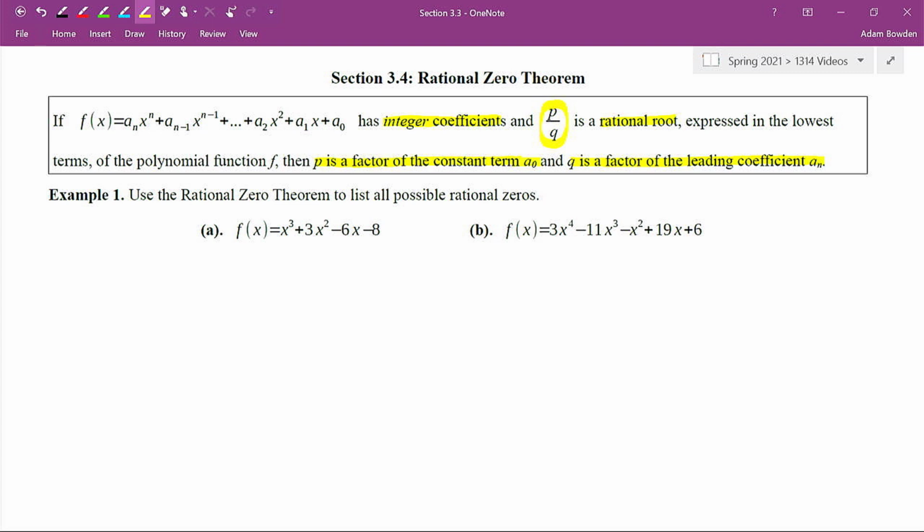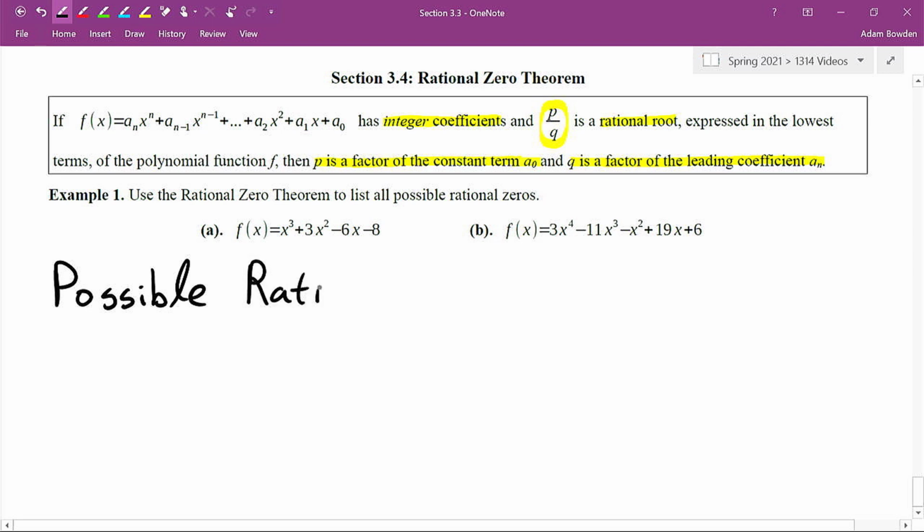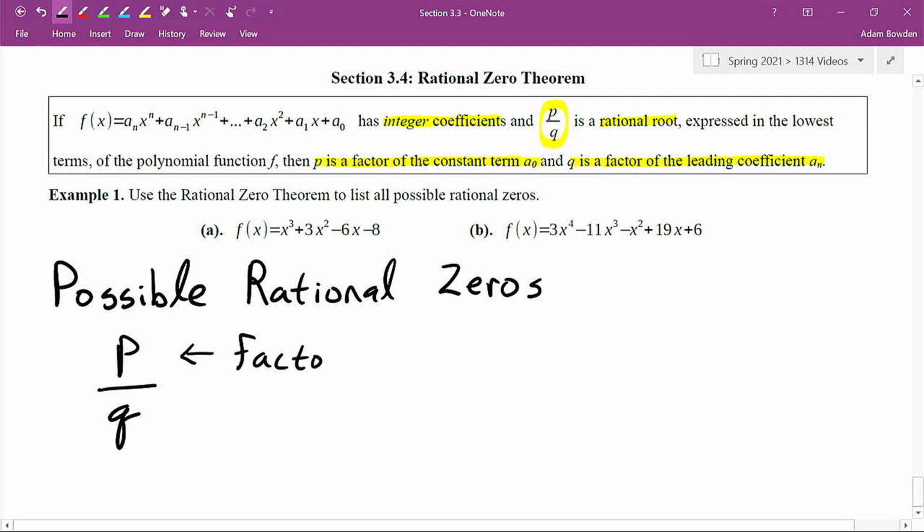A lot to unpack here, but it's actually not too much once you get into it. It basically tells us what we could see for possible zeros of our function. Specifically, possible rational zeros. Rational because they're written like a fraction, p over q. So possible rational zeros can include this p over q, where the top number p is going to be a list of all the factors of the constant term at the very end.